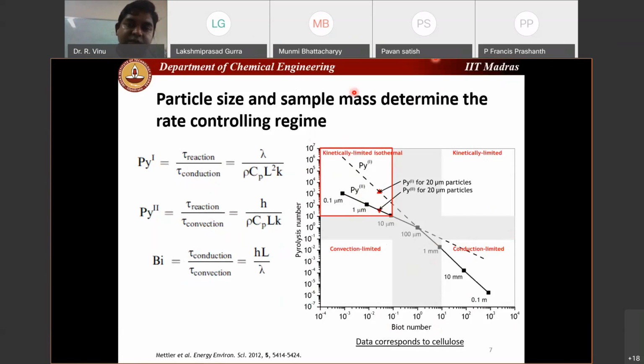So it is because of this fact that typical analytical reactors operate in a kinetically limited regime, and hence we use very low amounts of sample, lesser than 1 milligram, and very, very small particle sizes, so that the particle is uniformly heated and the products evolve out of the particle, and there are no heat transfer and mass transfer effects coming into the picture.